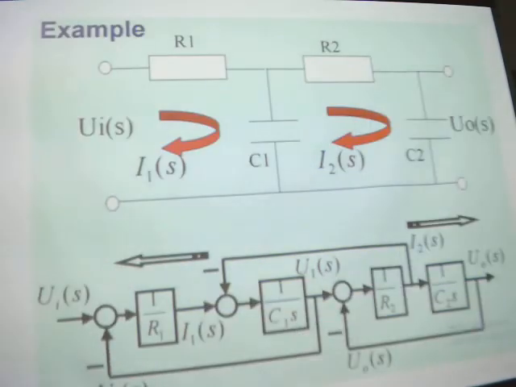Okay. This is another example. For this example, we can translate this inductive resistance to this block diagram, and then we should simplify this block diagram. Please write it down as your homework. Simplify this block diagram.